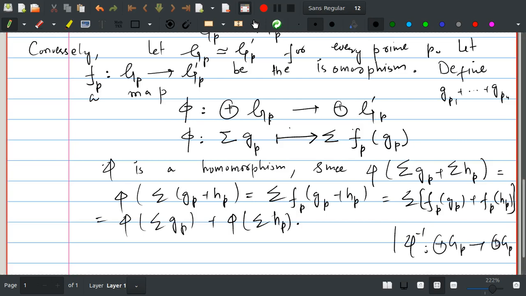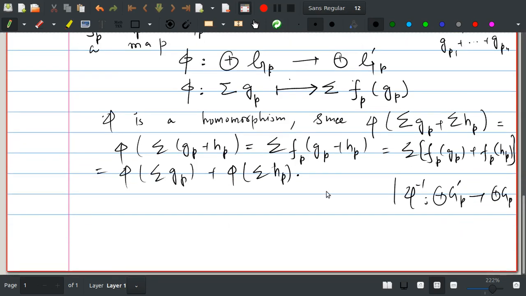gp prime. So what it does, phi inverse takes an element here, say gp prime, to the sum of fp inverse of gp prime, because fp inverse is an isomorphism, so it is invertible as well.